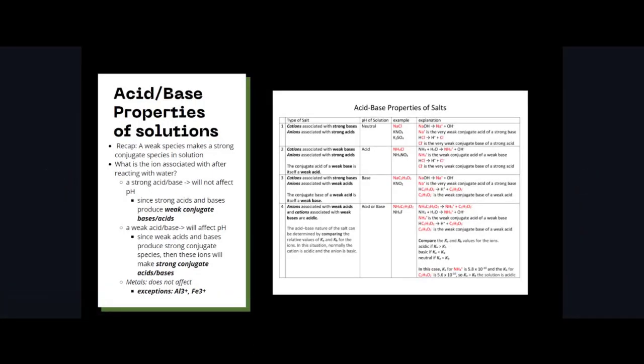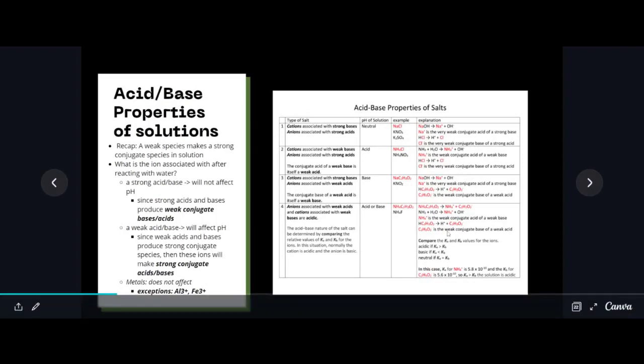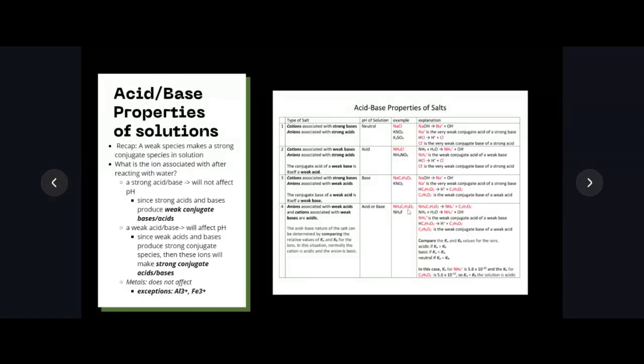Okay. So what happens when there is a scenario where we have species in solution that both affect pH? What if we have something that makes it acidic and something that makes it basic? A good example here is NH4C2H3O2. Notice how C2H3O2 we've established up here is going to make it basic, and NH4, which is present here, is going to make it acidic, right? So how do we determine?